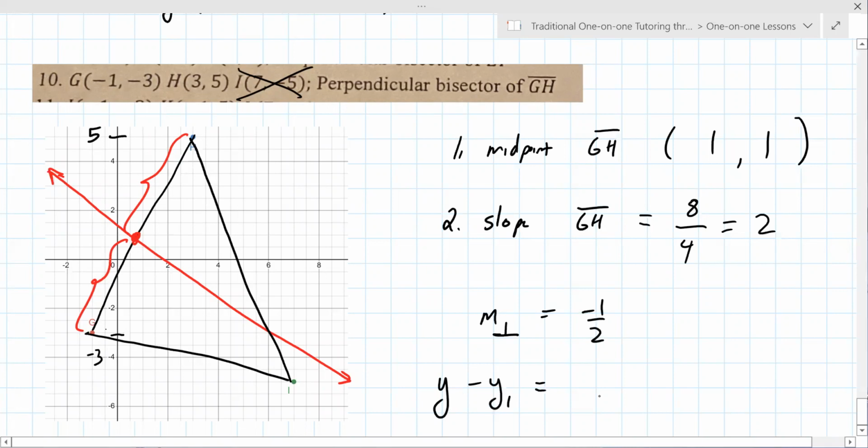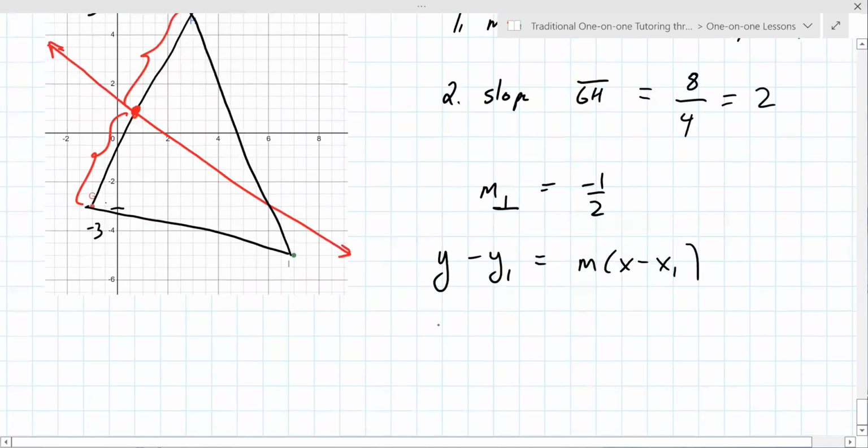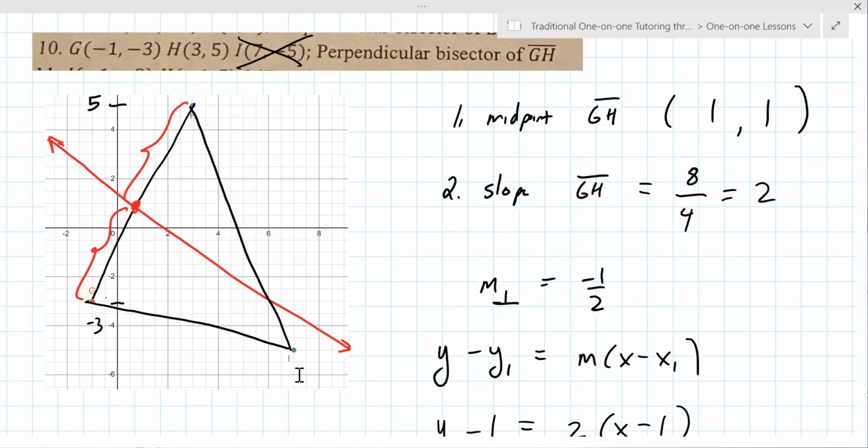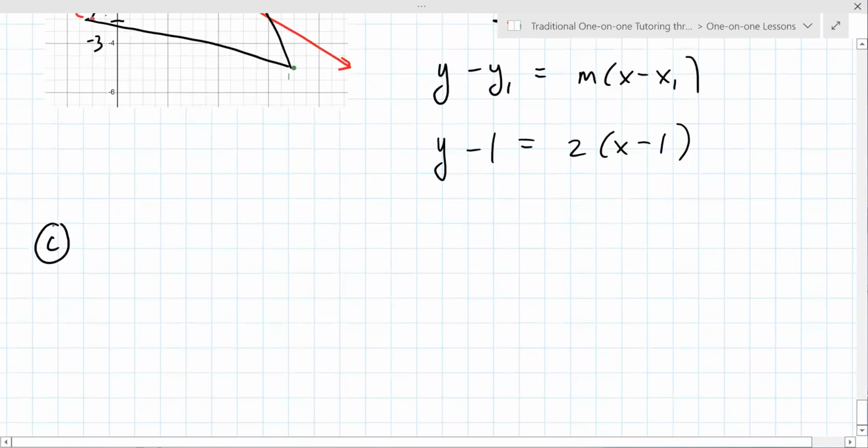So now you write y minus y1 equals slope times x minus x1. So it's y minus 1 equals 2 times x minus 1. And I'm using the point 1 and 1 as x1 and y1, the midpoint, whereas in the previous problems, when you're doing altitude, you used I. Yeah, and that's the major distinction. It would be very easy for you to miss these, but hopefully with enough practice, you won't make that mistake.